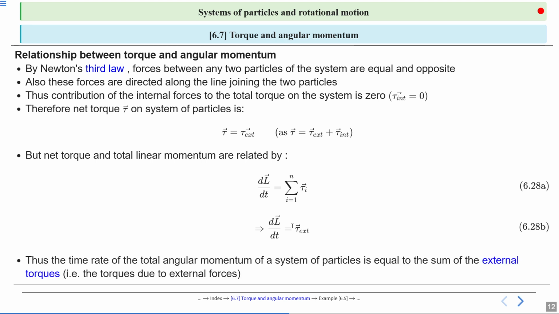Thus, the time rate of the total angular momentum of a system of particles is equal to the sum of the external torques, that is, the torque due to external forces. This is an important point.